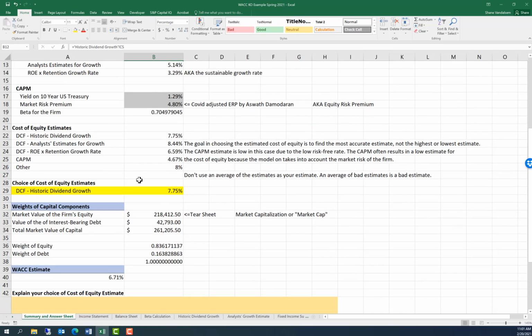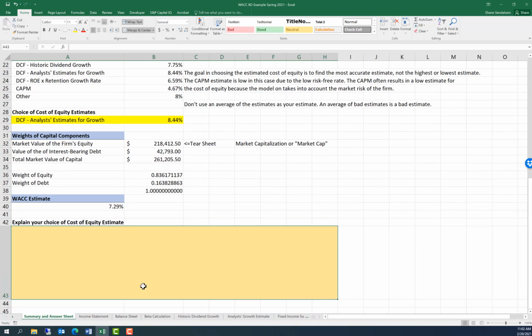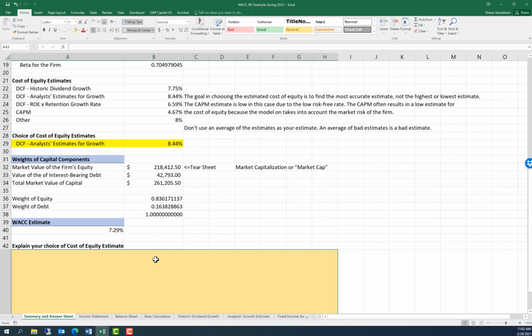4.45%, like I said before, is a decent growth rate for a long-term constant growth company, a mature company. But you can play around with this and kind of get a sense for what you feel like is a good estimate there. And then down here, I'm just going to explain your choice of cost of equity estimate. So in this case, I'm going to say that the analyst estimates for growth is in line with the historic dividend growth rate.